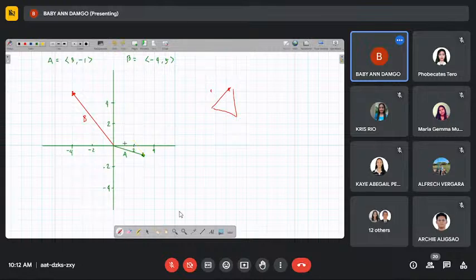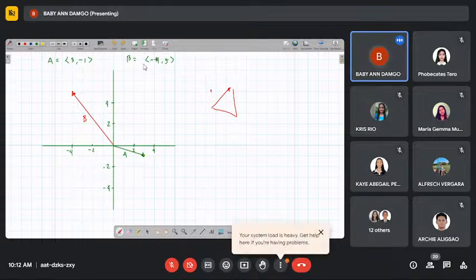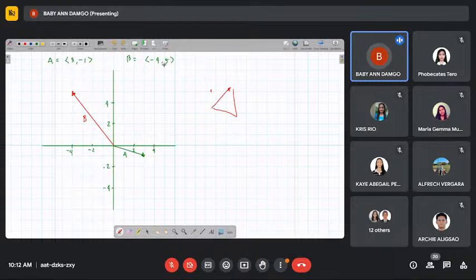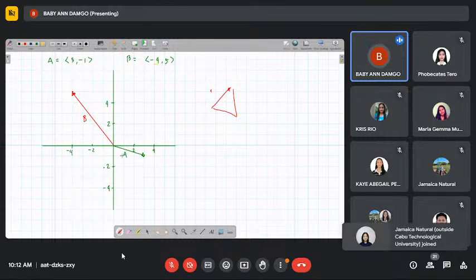So, from here, ang atong i-base is kani si B. So, we have negative 4, 5. So, unahon na to si negative. So, from here, we have this point. Negative, so left side. So, 4 units from the left. So, 1, 2, 3, 4. So, natabi rin na. And then, 5 units up for the y.